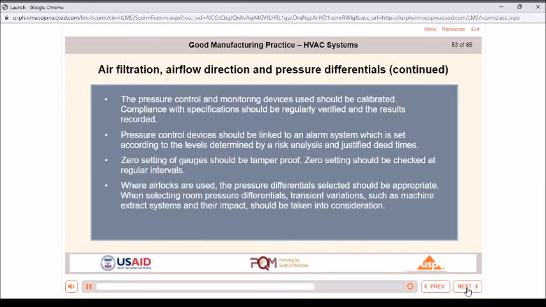Where airlocks are used, the pressure differentials selected should be appropriate. When selecting room pressure differentials, transient variations such as machine extract systems and their impact should be taken into consideration.